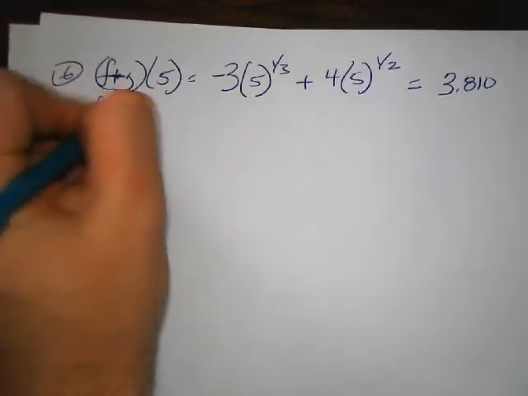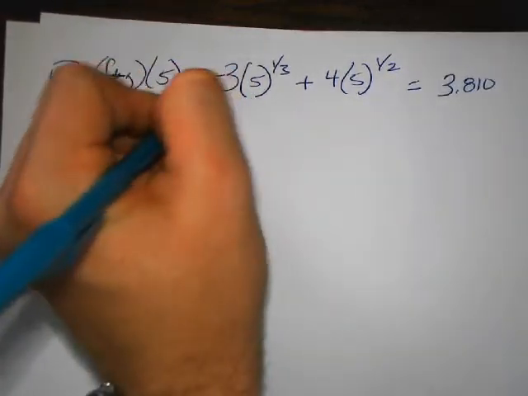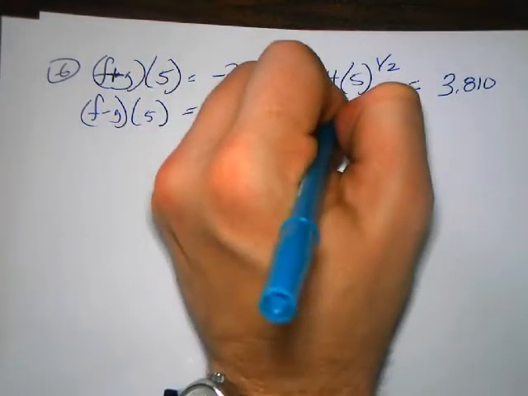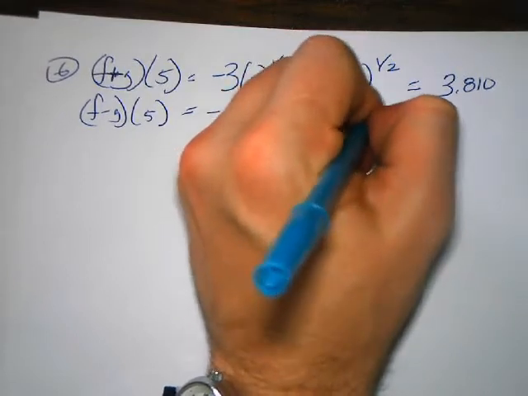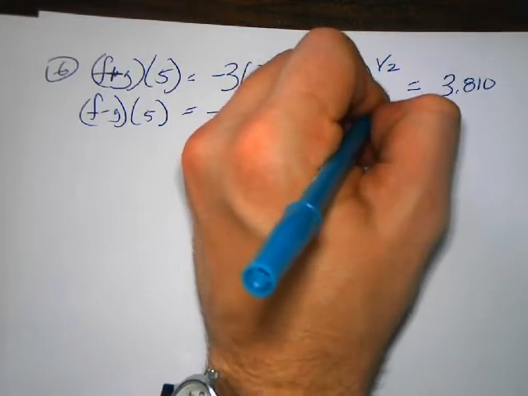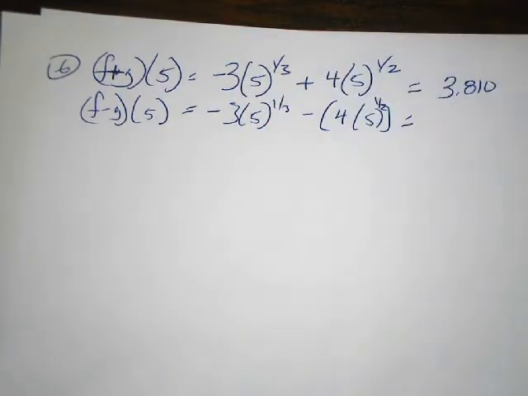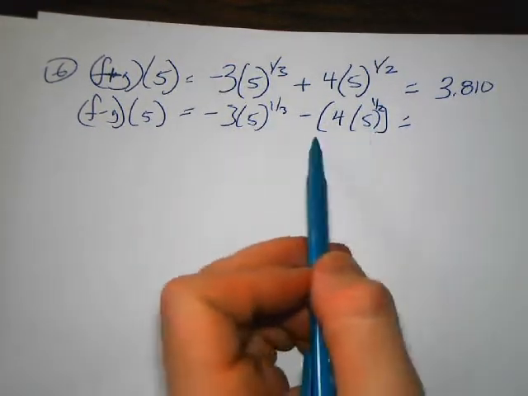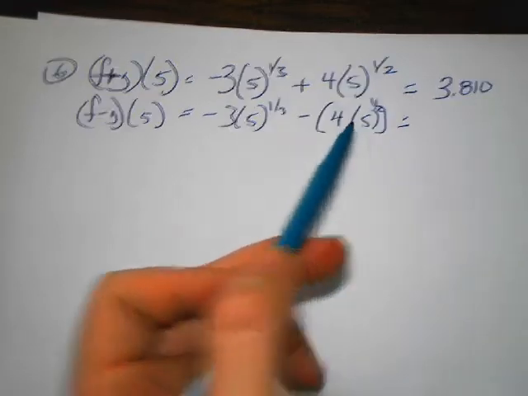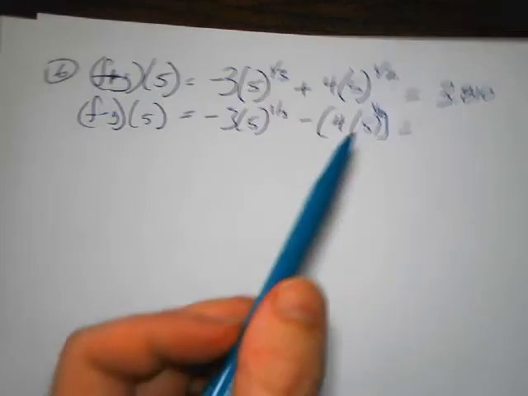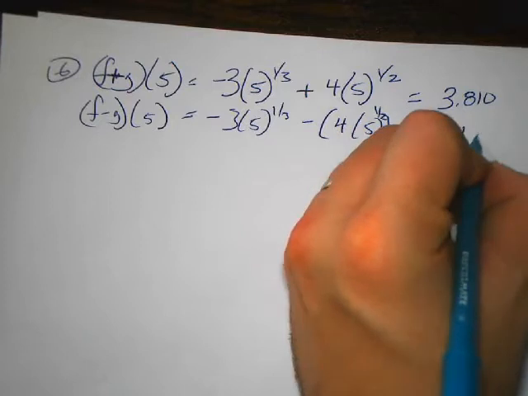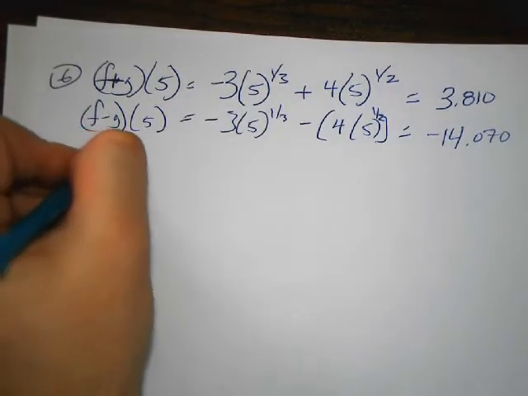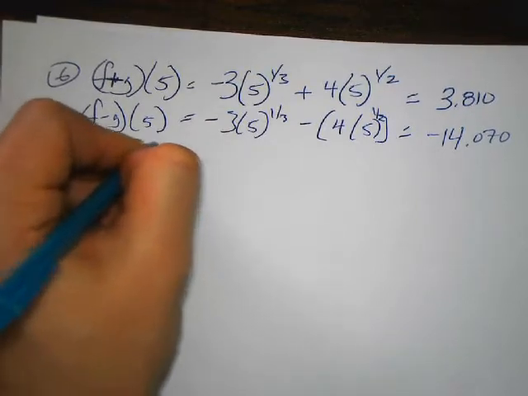F minus g at 5 is going to be -3 times 5 to the 1/3 minus 4 times 5 to the 1/2. Alright, let's type this into our calculator. Notice all the parentheses that I'm using here to make sure that I can keep everything in my order of operations. And I get -14.070 as my output.